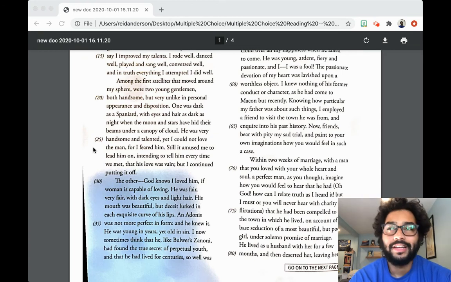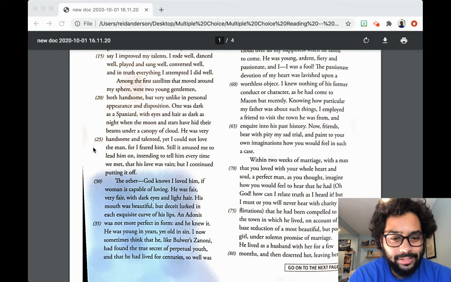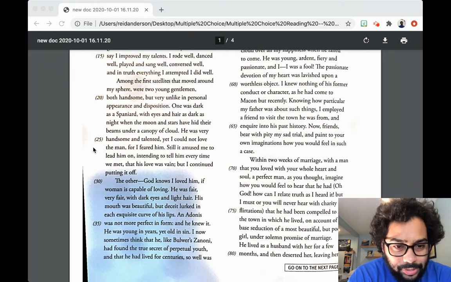This is called coded language here. Young in years, old in sin. That means he's getting a little sinful. People are getting into things that maybe they think they shouldn't. And so she is obviously very taken with this young gentleman.